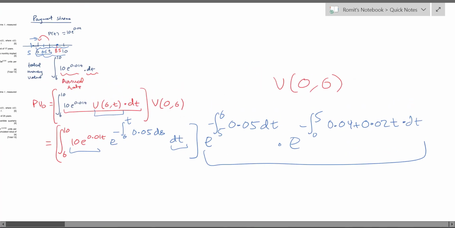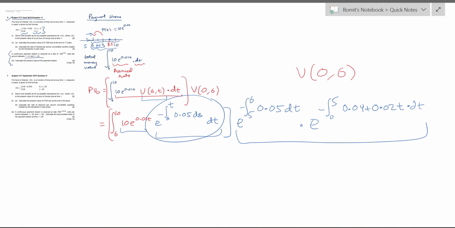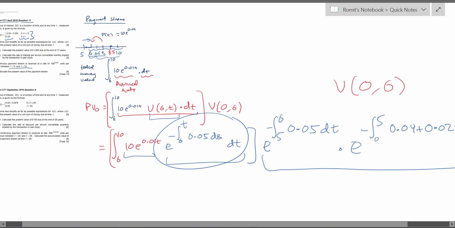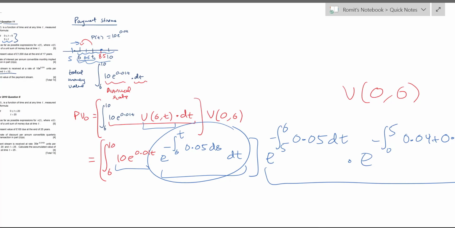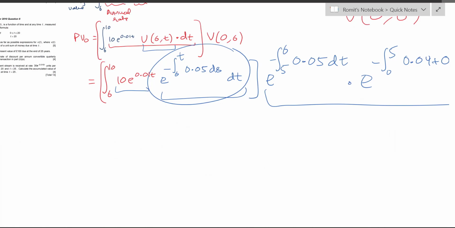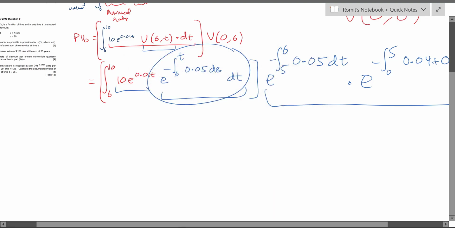I just wanted to write this integral and explain this part specifically because this is where students get confused. There can be an alternative formulation as well. What you can do, instead of discounting it to time 6, you can also discount it to time 5 or time 0. Okay. So how will that work? Let me show that formulation to you. So another way to do this question, let me talk about that.